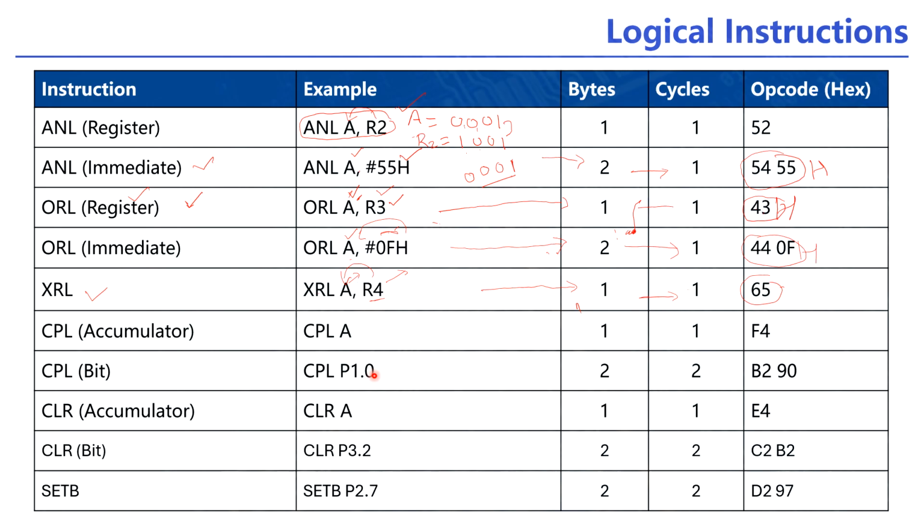Just the CPL P1.0 means suppose one value is given at this port, P1.0 at this pin. This complement instruction is just a toggle of this. 1 converted into 0, 0 converted into 1.